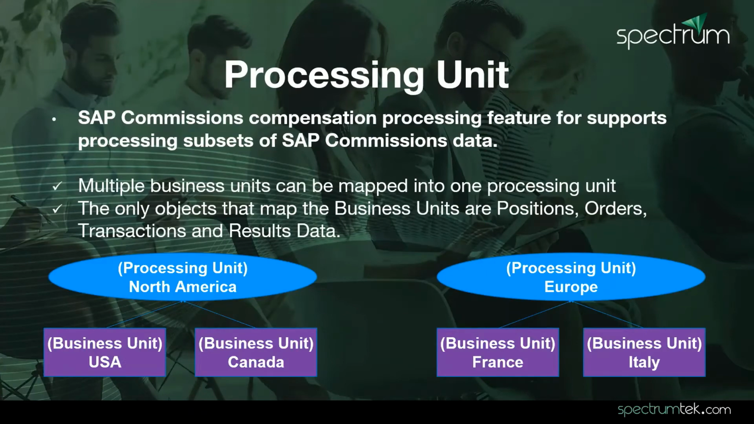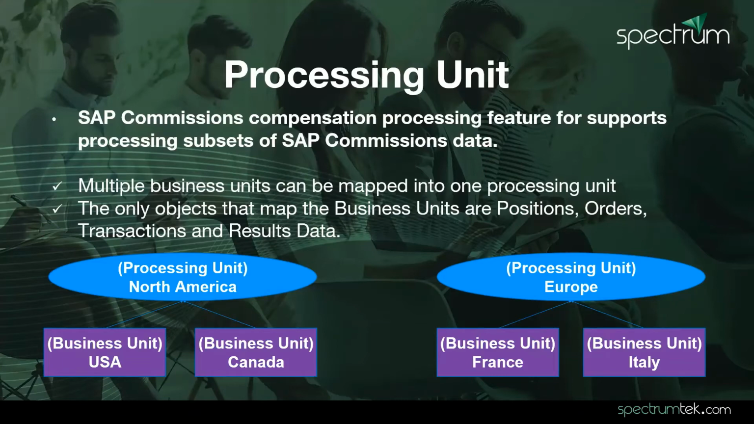Processing unit is a calculation processing feature for the business units in SAP Commissions. In other words, it allows calculation of multiple business units as a single processing unit, and its reference data can be shared between processing units while data would belong to the business units. A processing unit can have multiple business units assigned, and the only data that are mapped are positions, orders, transactions, and results data.